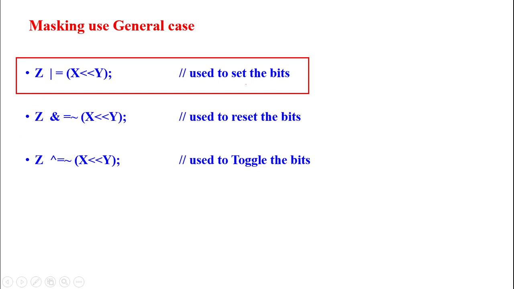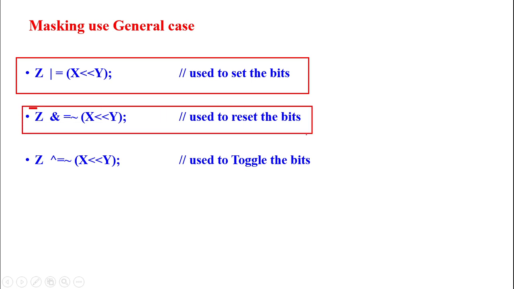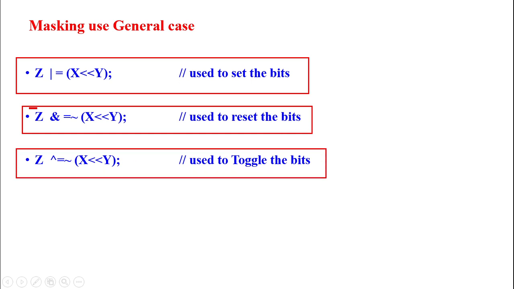This is for setting the bits. Similar to that, the second example is Z &= ~(X << Y). This is used to reset or clear the bits. And if you want to toggle the bits, we have to use the XOR operation. So this is a general example.